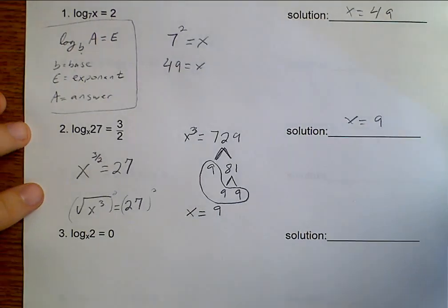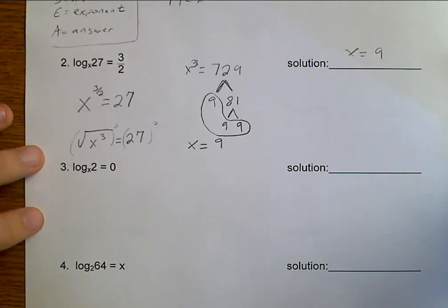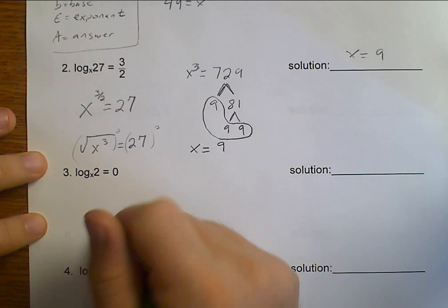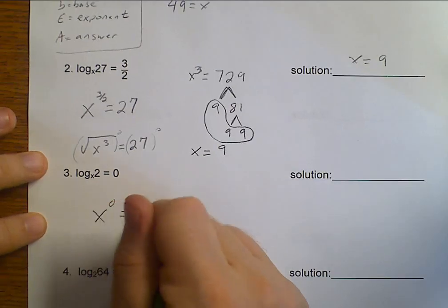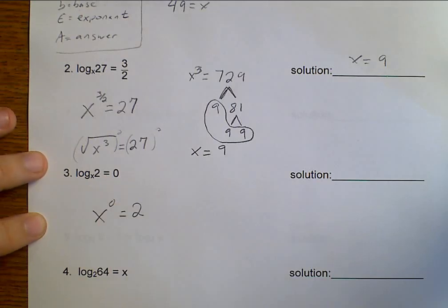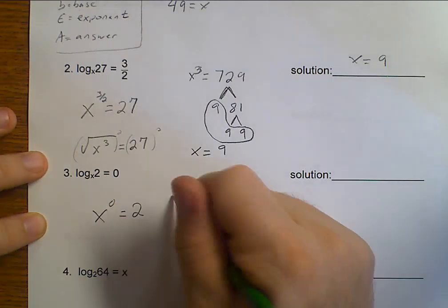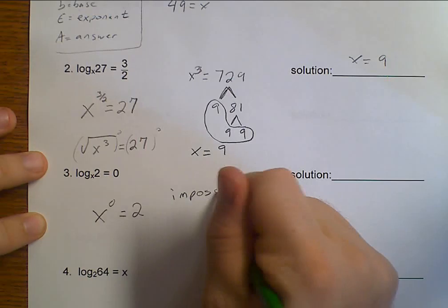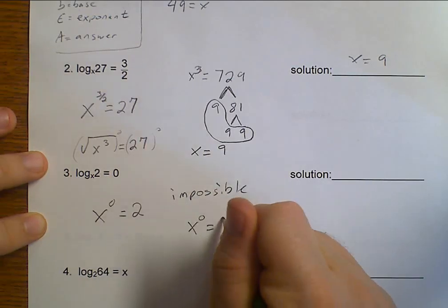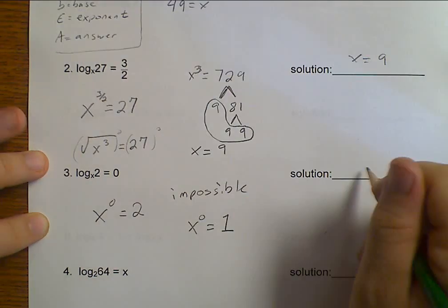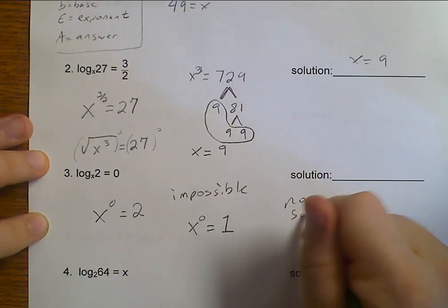Moving on to example number 3. Our base, again, is the x. We're raised to the 0 power, and we're saying that equals 2. Well, this is impossible, because x to the 0 always equals 1. So we have no solution.